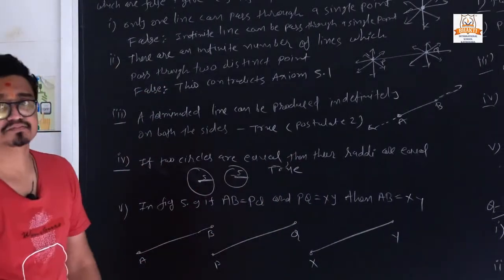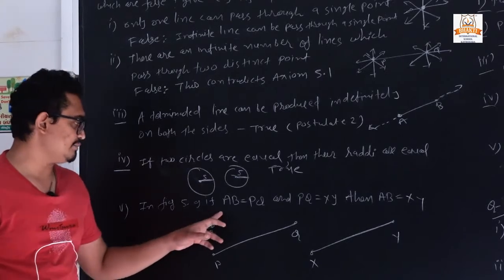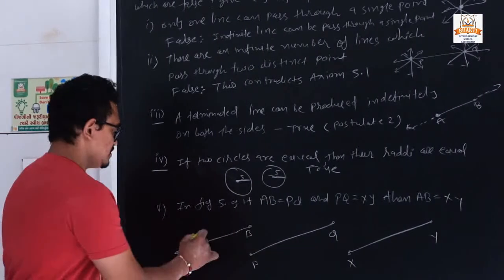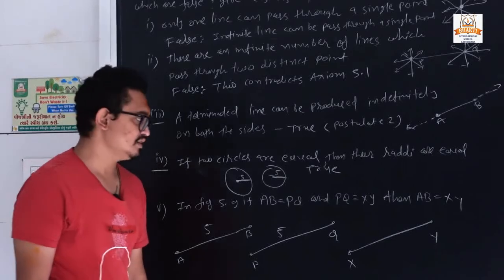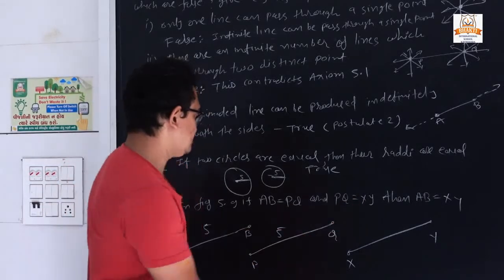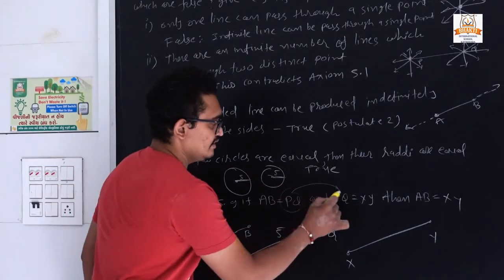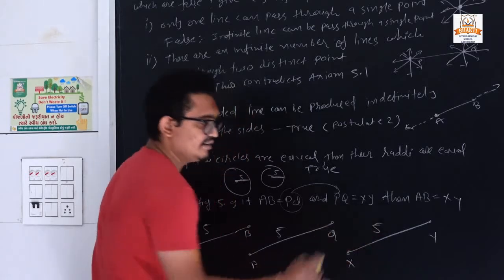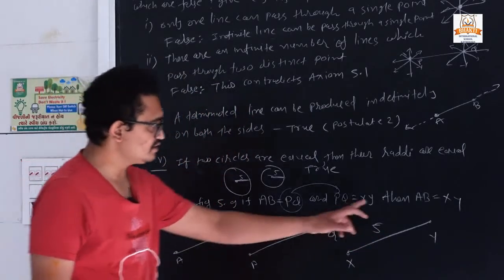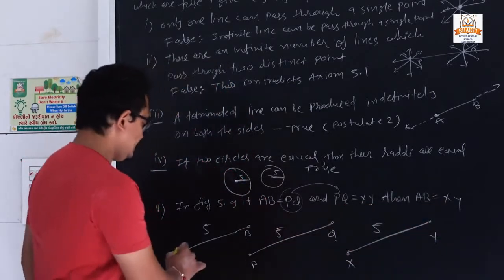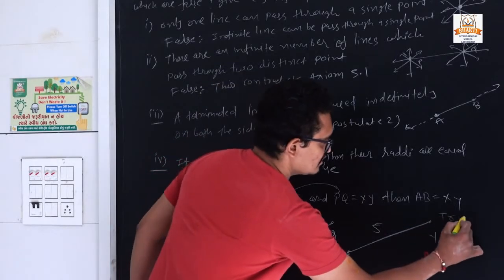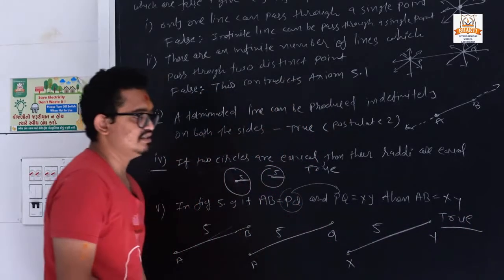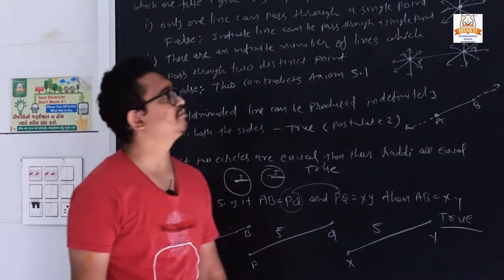Now next, in figure 5.9, AB is equal to PQ. So suppose it is 5 centimeter, so PQ is also 5 centimeter. And PQ is equal to XY. So PQ is already 5. Clear? So XY is also 5. So it means what? AB is equal to XY. Yes, AB is 5 and XY is also 5. So this is also a true statement.